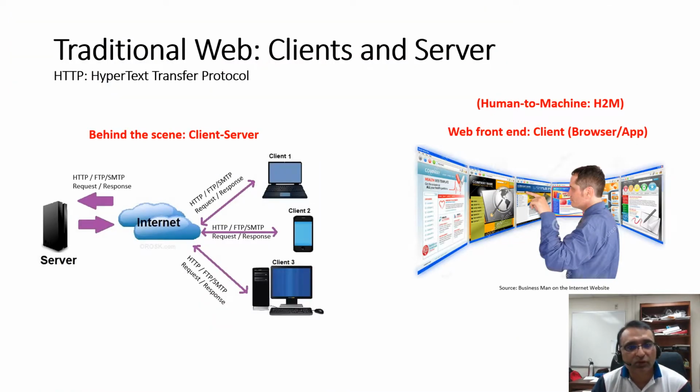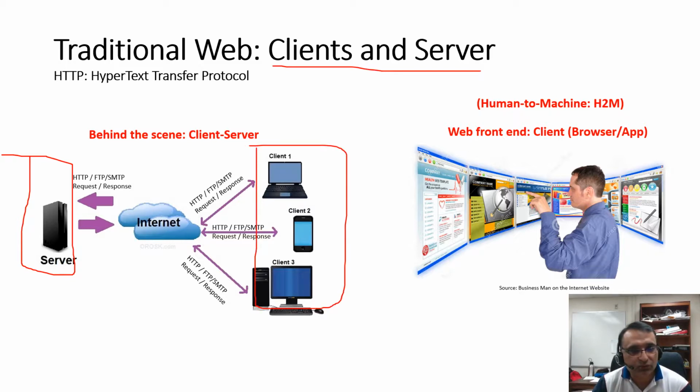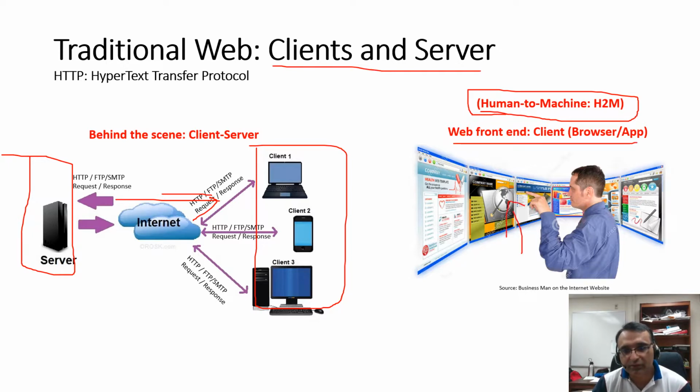Let's take a quick look at a normal client server. A normal client server, like a website, is like this. We have a server like google.com, and on the other side we have our own devices. We send a request and then we get a response from there. That is mostly human to machine communication. We have a front end client that interacts with different websites, and then we get the response.